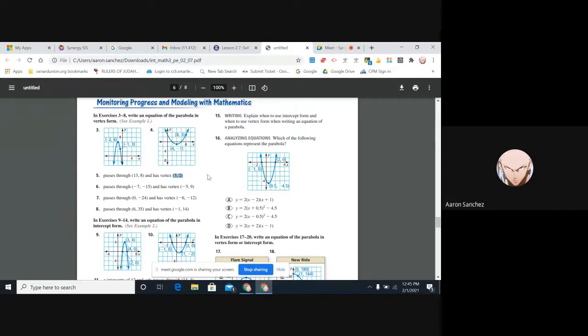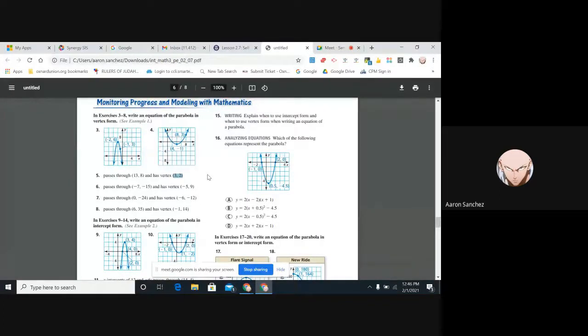Of 3, 2. And it passes through 13, 8. Actually, let's do it together. 13, 8. And I'm going to write my equation here: y equals a times x minus h squared plus k. Okay, I've got to figure out the h and the k.